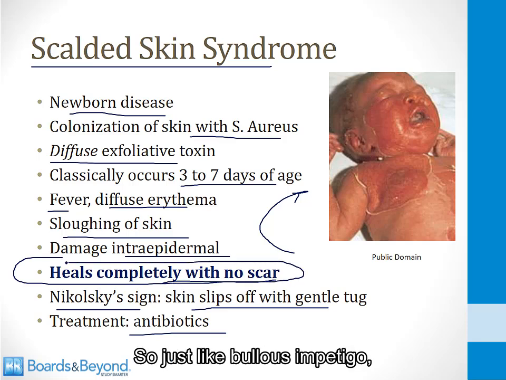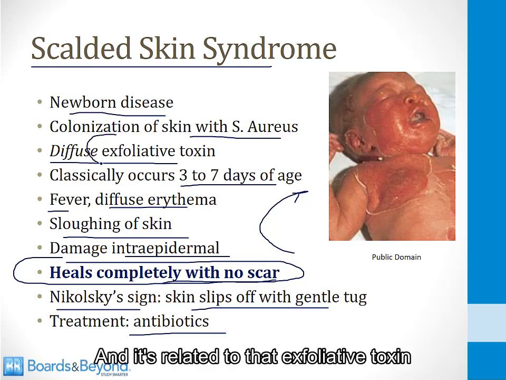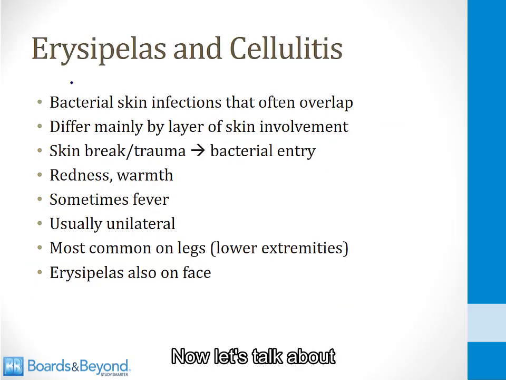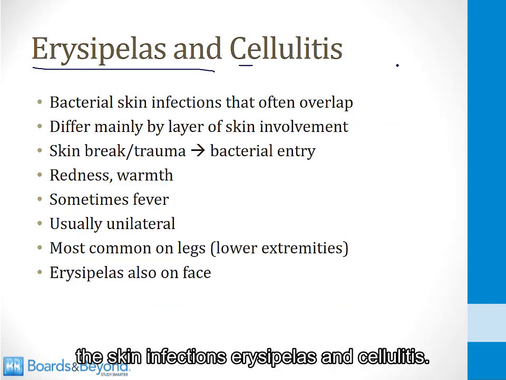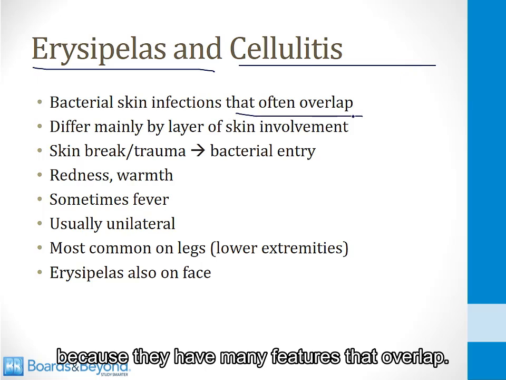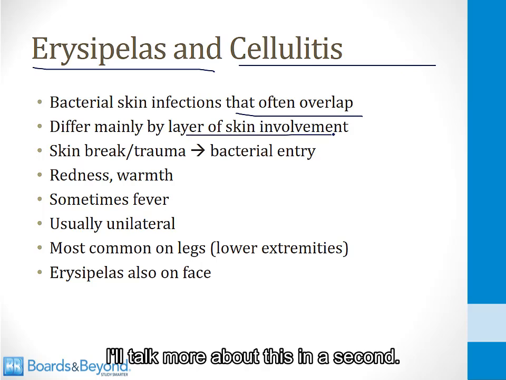So just like bullous impetigo, the scalded skin syndrome is related to Staph aureus, and it's related to that exfoliative toxin destroying keratinocyte attachments. Now let's talk about the skin infections erysipelas and cellulitis. We'll talk about these together because they have many features that overlap. The main difference between the two is the layer of skin involvement. I'll talk more about this in a second.